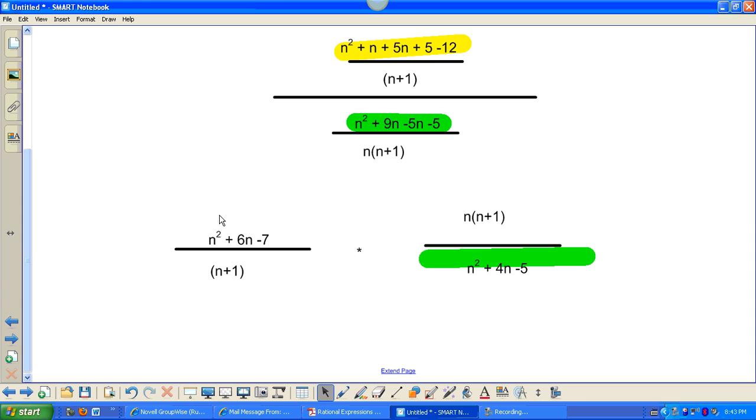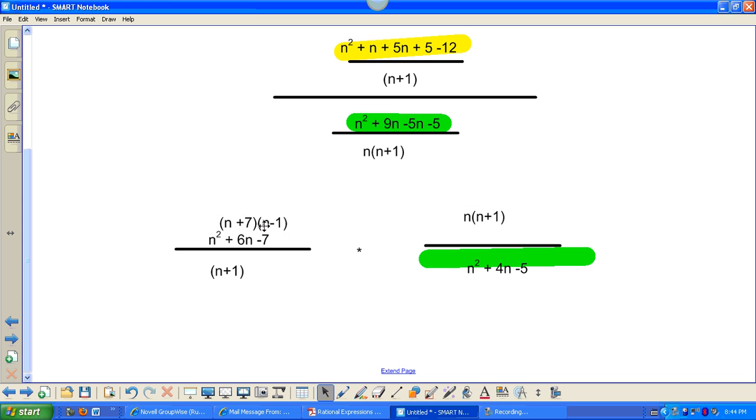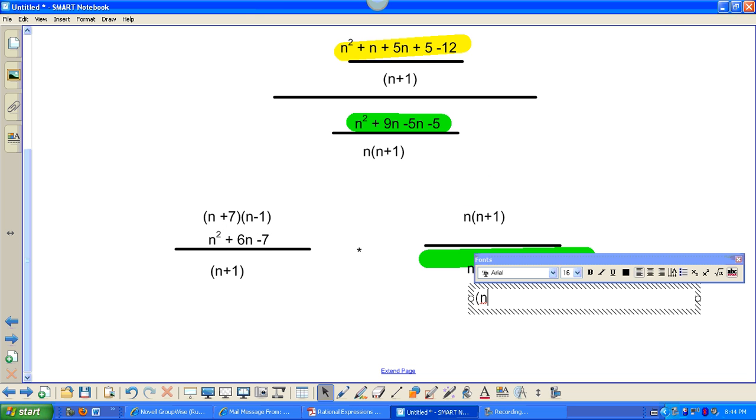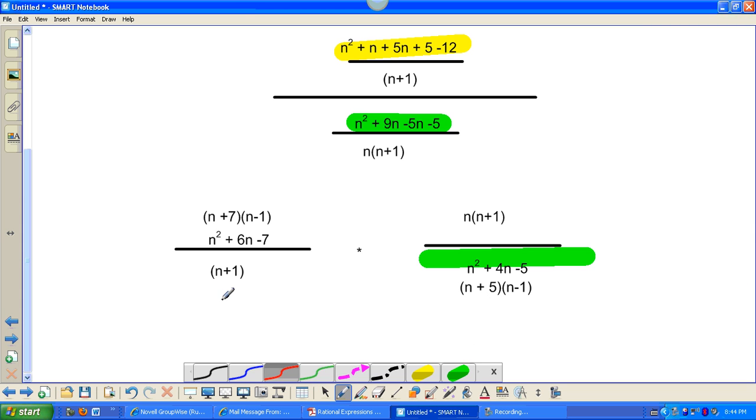Okay. And I'm going to do some factoring above it. n squared plus 6n minus 7 is n plus 7 times n minus 1. And n squared plus 4n minus 5 becomes n plus 5 times n minus 1. And what you end up with are the following common factors. The n plus 1s are going to cancel. These n minus 1s are going to cancel. And so what you have left is n plus 7 times n all over n plus 5.